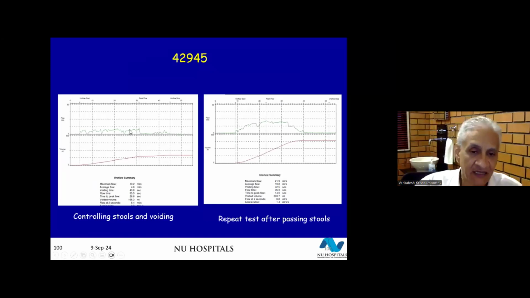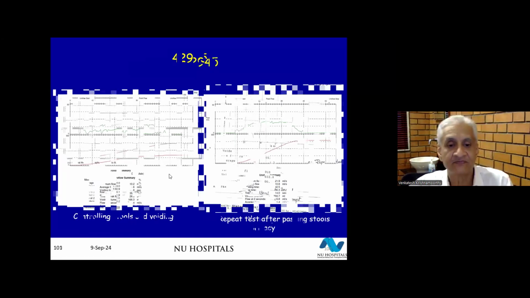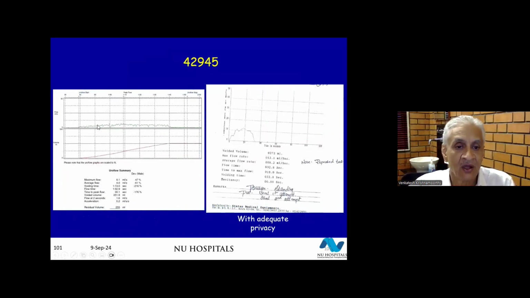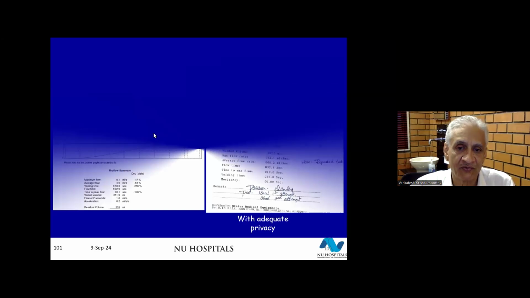This is the patient. Again, they say that this is not the way I pass urine, my flow is better. And then you ask what happened, and so they wanted to pass stools at the same time. Controlling to pass stools is not a good flow, and then this happens. No privacy, very conscious of what is going on around in the uroflow room, and then with privacy, look at the difference in the flow.